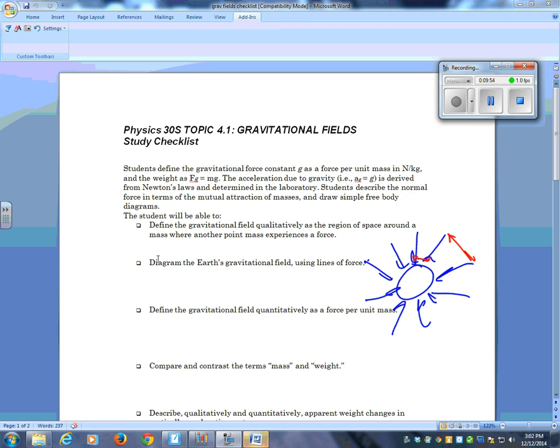Define the gravitational field quantitatively as a force per unit mass. In other words, am I going to ask you, what is the gravitational field quantitatively? No. I'm going to expect you to know that it's 9.8 newtons per kilogram. For every kilogram of mass, it goes up by 9.8 newtons.